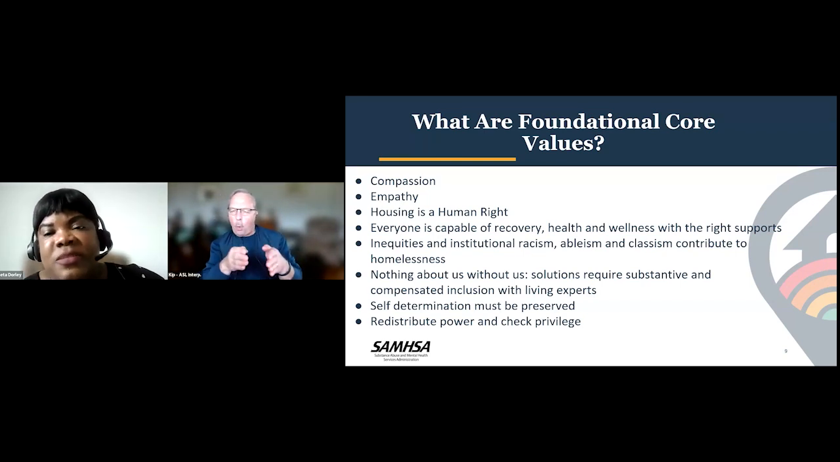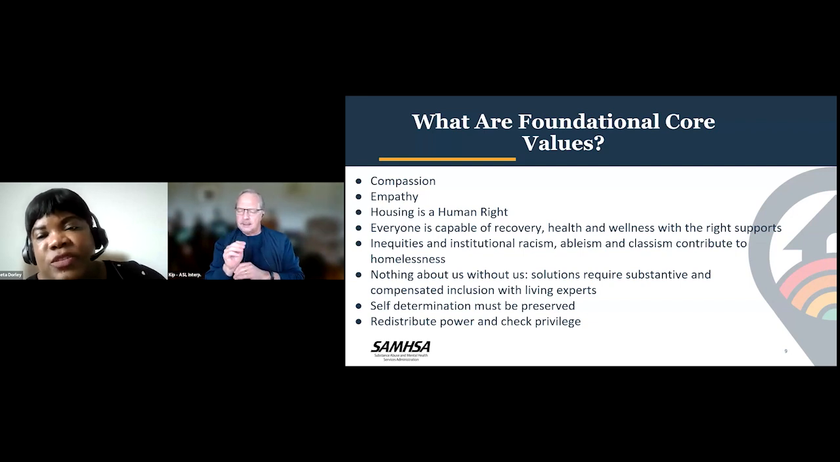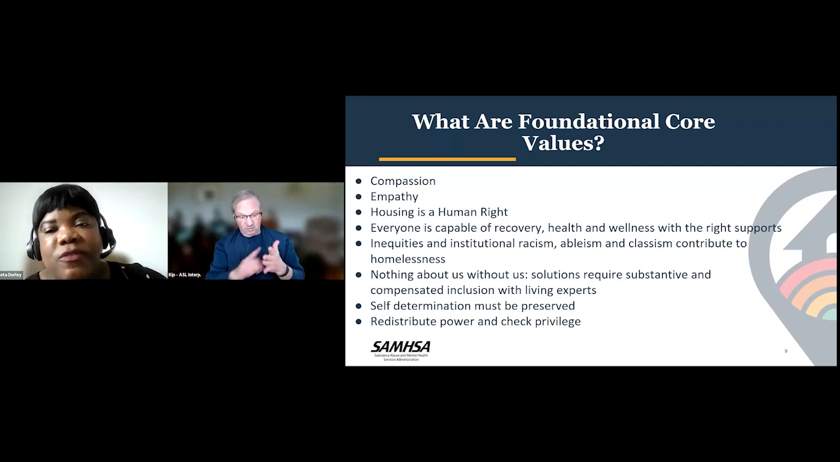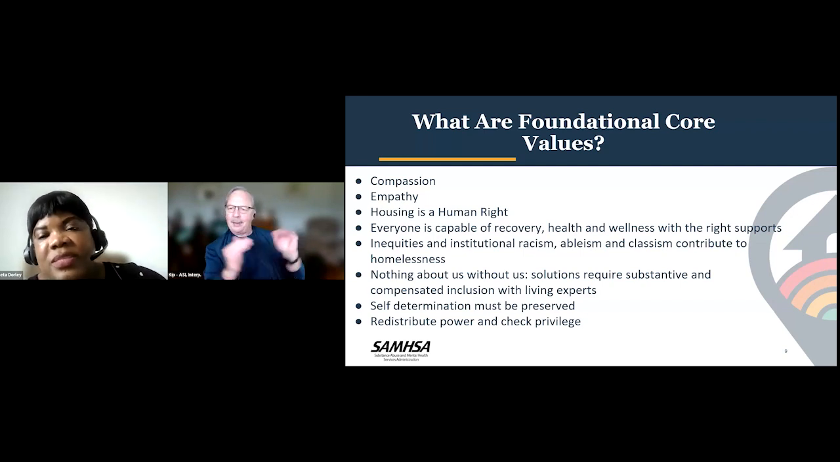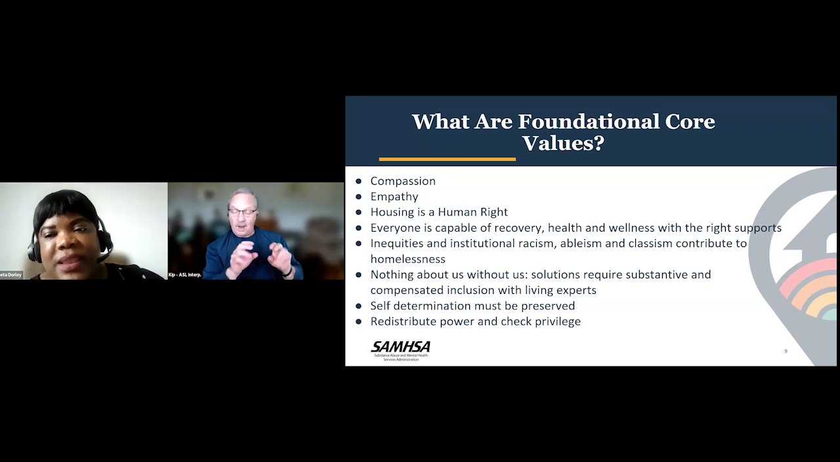We must also have the recognition and acknowledgement that inequities and institutional racism, ableism, meaning the discrimination of those with a disability in favor of able-bodied people, and classism can contribute to homelessness. Basically, once there's an acknowledgement of the problem, there can be movement towards sustainable and equitable solutions. Another value is nothing about us without us, meaning that solutions require substantive and compensated inclusion of living experts, which we will definitely get into in more detail in the upcoming slides.